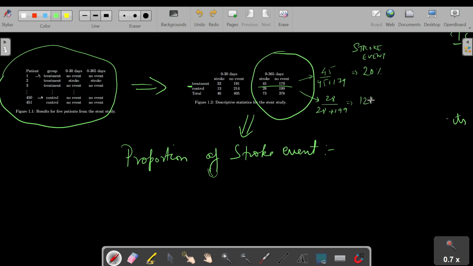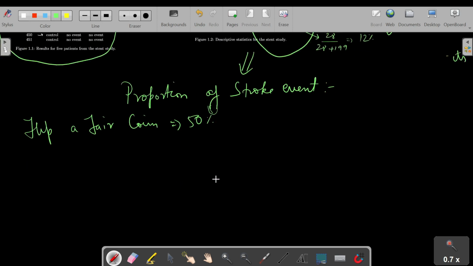This is quite counterintuitive, as doctors thought that stents are meant to reduce the stroke event, not increase it. So there is an 8% difference that we see. There are 8% more people in the stent group who had a stroke, and that's surprising. To understand this 8%, I would like to draw an analogy of flipping a fair coin. When we flip a fair coin, the probability of getting heads is 50%. So what does that mean?